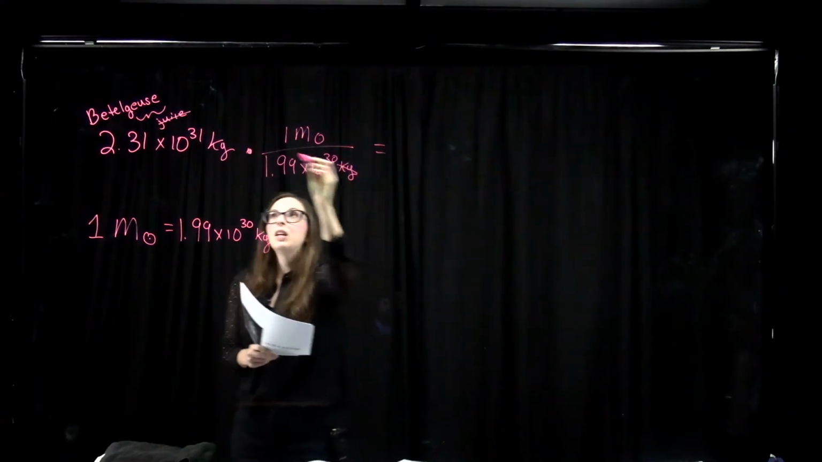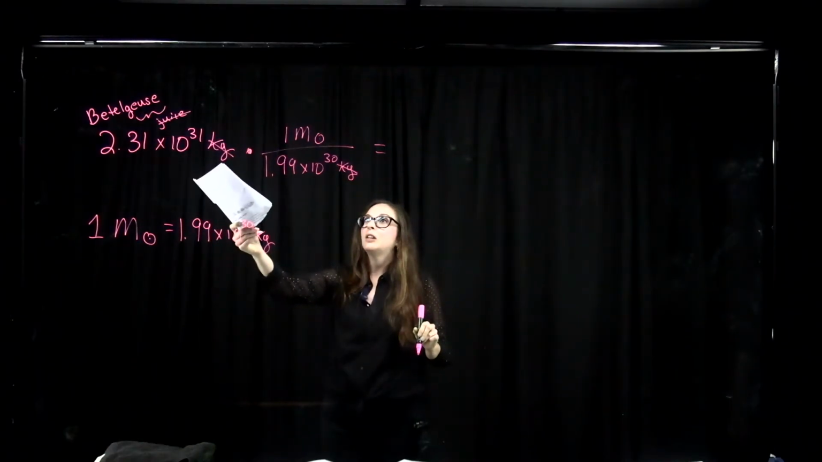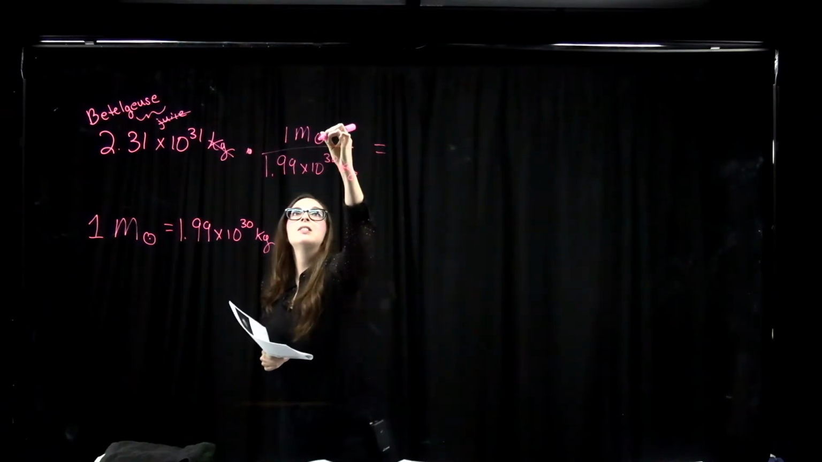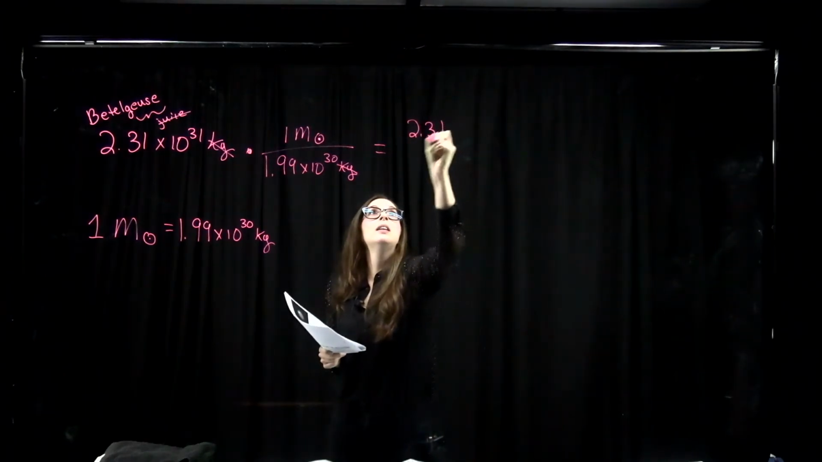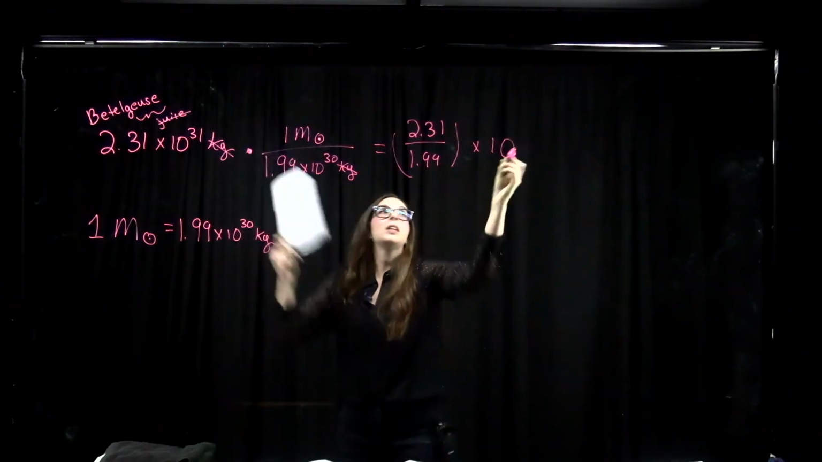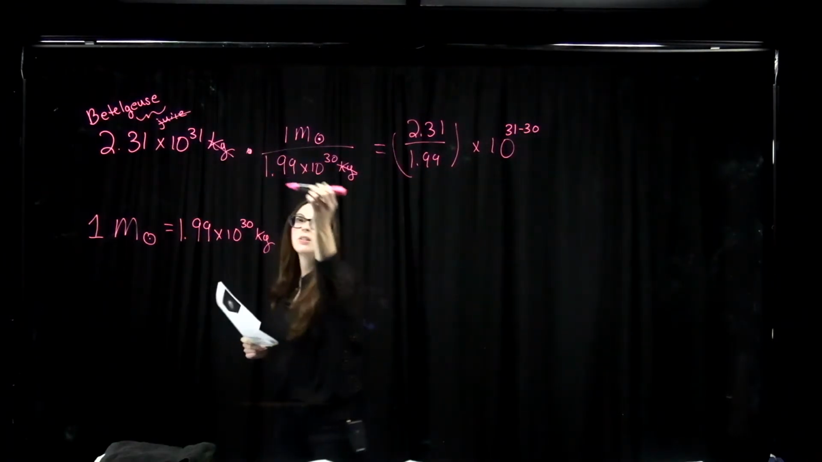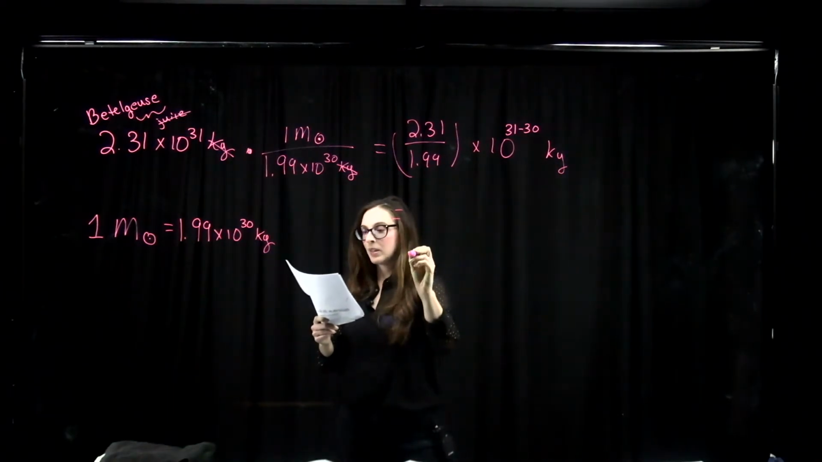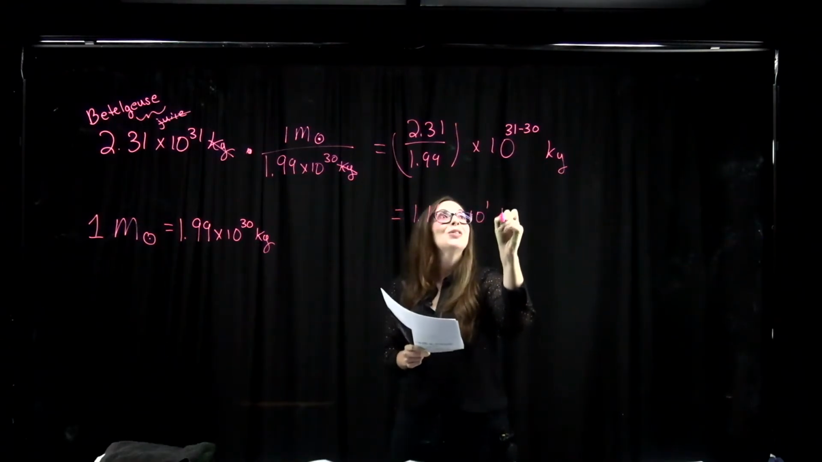Okay, our units of kilogram cancel on top and bottom, and so we take 2.31 times 10 to the 31 divided by 1.99 times 10 to the 30 to get our answer in solar masses. So you could take 2.31 divided by 1.99 times 10 to the 31 minus 30, because we're essentially dividing these numbers on top and the bottom here, kilograms. And so that equals 1.16 times 10 to the 1 solar masses.